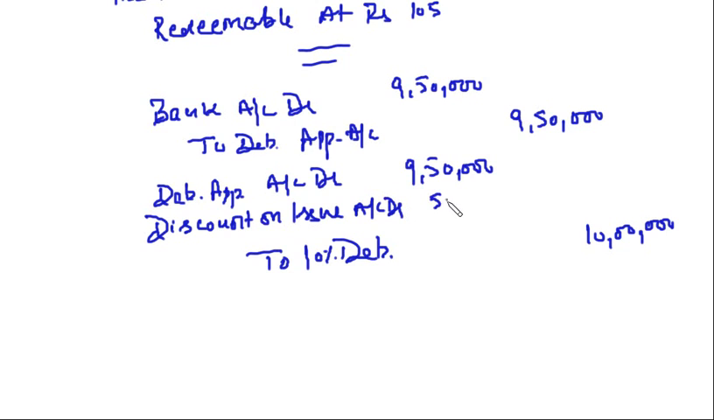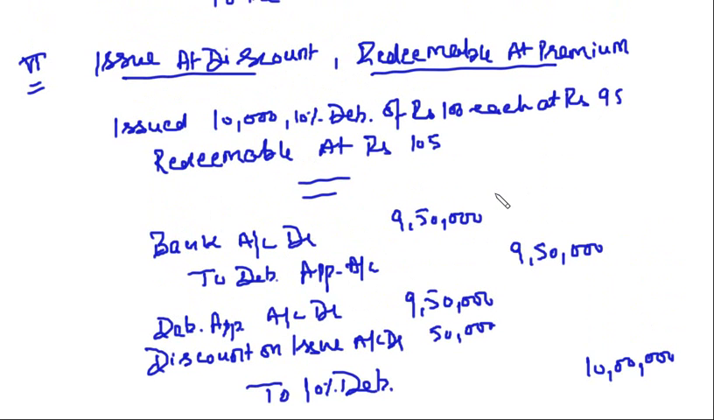How much? 50,000. Now you have taken 95 rupees and you have to give 105 rupees. It is obviously your loss. In any case, it is your loss, right? But we have to consider this 105. You have to compare with face value and not rupees 95. Compare it with rupees 100, not 95. Now it is a loss.